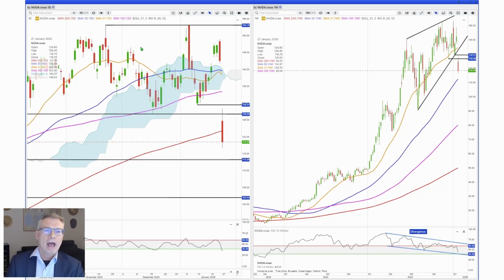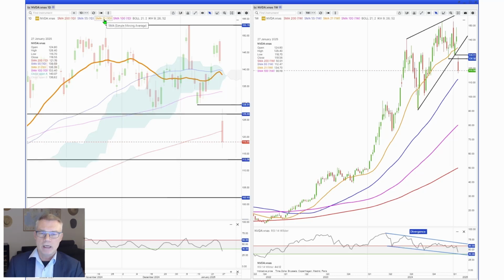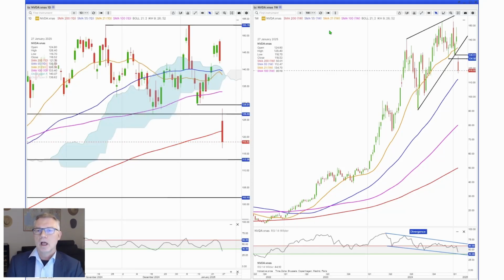Then I have added some other indicators. I have a 21 daily moving average, a 55 moving average, and 100 and 200 daily moving average. Here on the weekly chart, I have the same moving averages, but weekly: 21 weekly, 55 weekly, 100 weekly, and 200 weekly. So each of them represents 21 days of trading or 21 weeks of trading, and only closing prices.